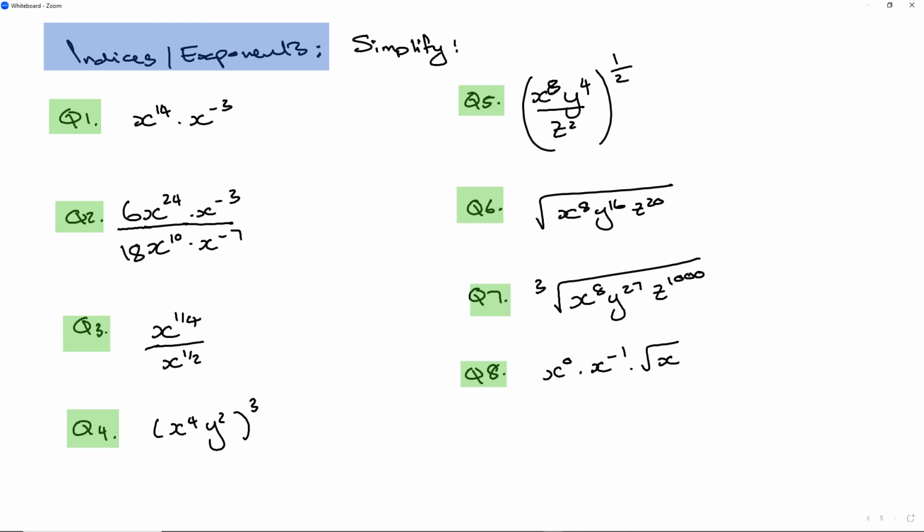All right. So the first question over here, what we have is adding powers. So 14 plus minus 3, plus and minus, minus takes over. So 14 minus 3 is 11.